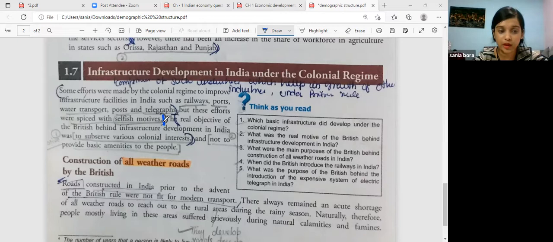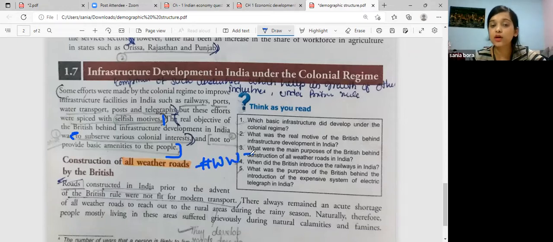Okay, so till here you are going to write, and after that you will write: what was the objective of Britishers behind infrastructure development in India. So you will write: to serve various colonial interests and not to provide basic amenities to the people. Okay. So what you are going to write next, once you are done till here, is: what was the real motive, or you can say real objective, of Britishers behind infrastructure development in India. Okay. So just write the answer: to subserve various colonial interests and not to provide basic amenities to the people. Clear?